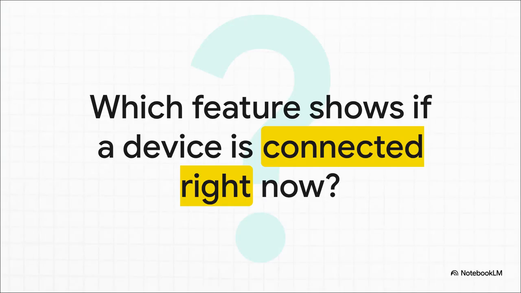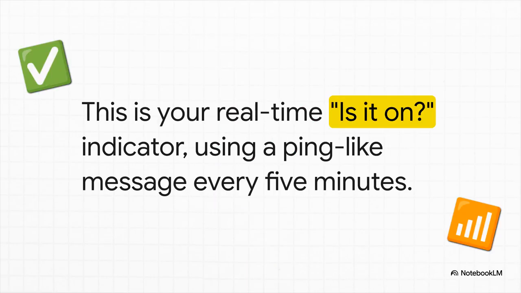Okay, first question for you. Let's say you need to know this very second if a specific computer is connected and talking to its management point. Which feature gives you that real-time info? And the answer is client online status. Yep, that's your real-time heartbeat. It's that little ping that tells you, hey, I'm on and I'm reachable right now.